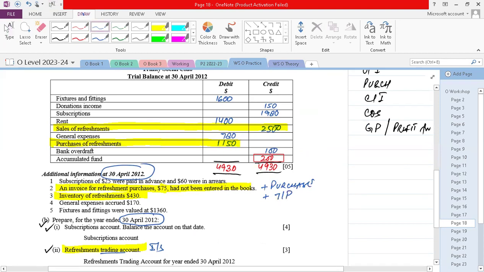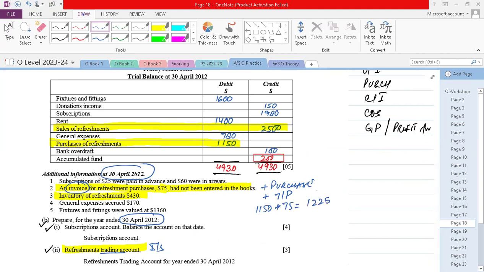add it in payables, add it in trade payables. Every adjustment affects twice. Invoice means we purchased the goods but have not yet paid. So purchases will increase, liability will also increase. So here is 1150. Now 1150 plus 75. Calculators. Who will tell the answer quickly? The value of purchases.